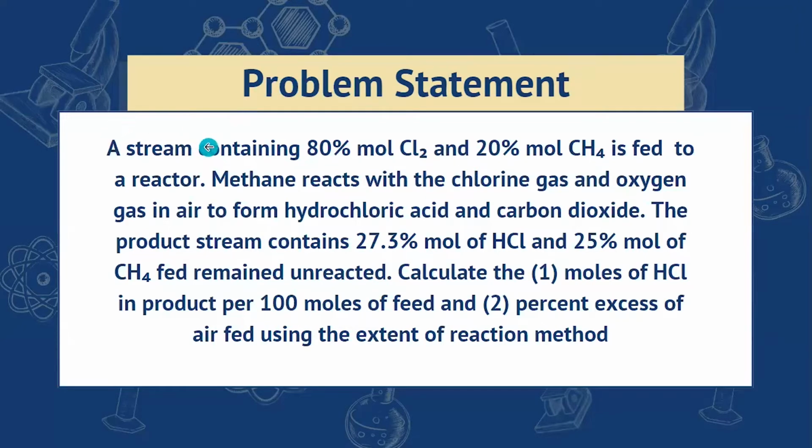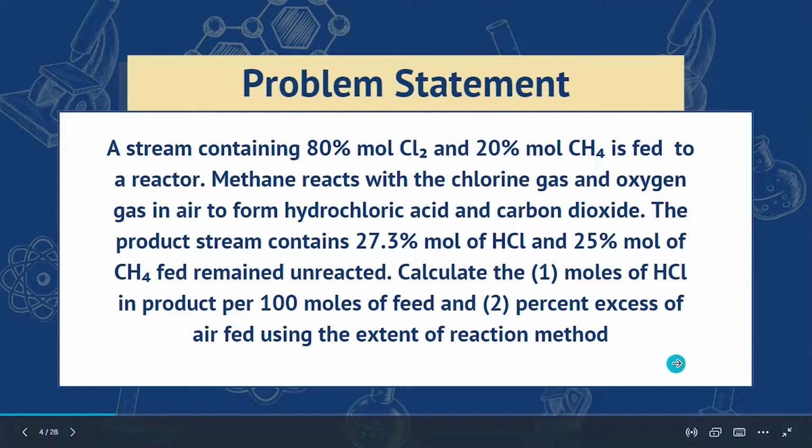Problem statement: a stream containing 80% mole of chlorine gas and 20% mole of methane gas is fed to a reactor. Methane reacts with chlorine gas and oxygen gas in air to form hydrochloric acid and carbon dioxide. The product stream contains 27.3% mole of hydrochloric acid and 25% of the methane fed remained unreacted. The problem asks to calculate the moles of hydrochloric acid in the product stream per 100 moles of feed, and second, the percent excess of air fed, using the extent of reaction method.